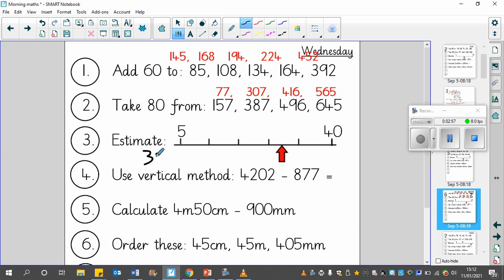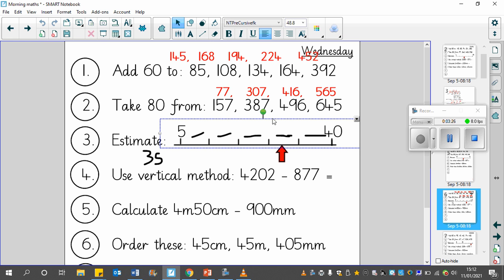So I'll just put 35 there just to remind us. So now we're going from 5, add 35 to get to 40. So we're adding 35 in 1, 2, 3, 4, 5 intervals. So if we're adding that in 5 intervals, how far does each interval last? And we can? Yes, we can. So each interval is 7.